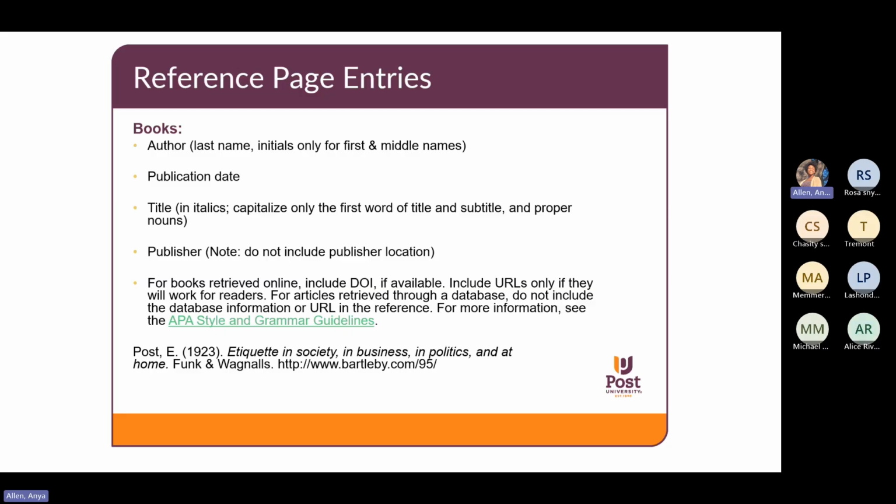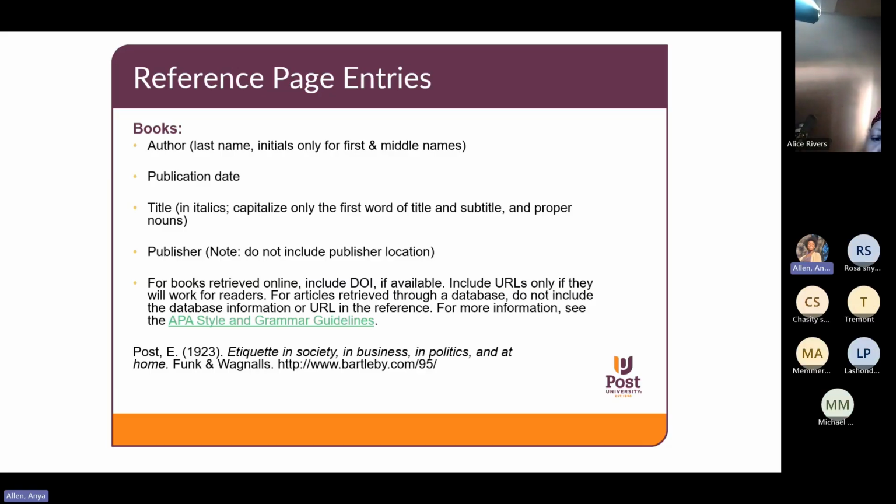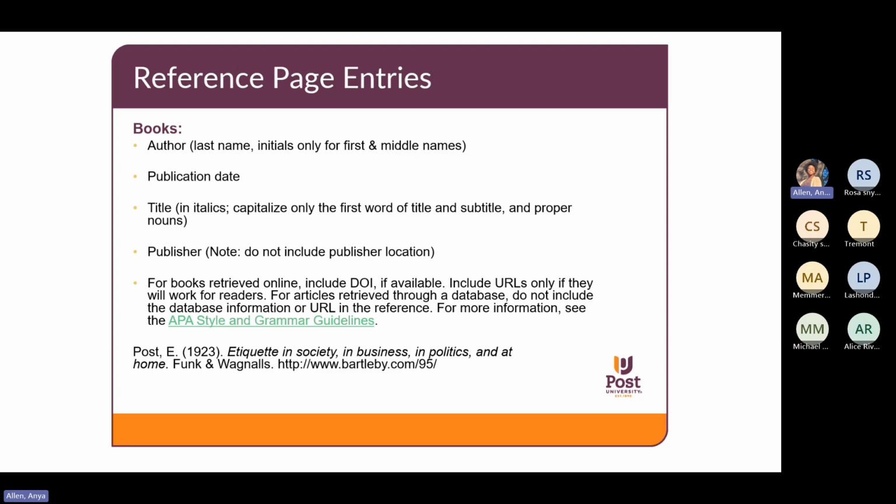And here's an example of what that might look like. So you'll see here that the author's last name is Post. Their first name starts with an E. You can also see that the year of publication is 1923. And the title, you see it's in italics, is Etiquette in Society and Business and Politics and at Home. The publisher is Funk and Wagnalls. And here is the URL. So ideally, if someone were to click on this, it would lead directly back to that article or book.